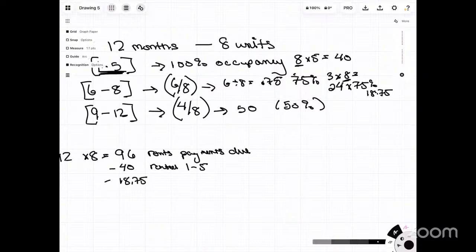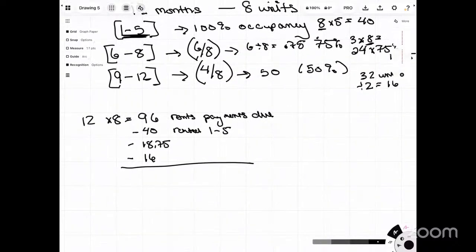And then I know for months 9 through 12, there's 8 units for 4 months. So that's 32 units. And it's only rented half of the time, divided by 2. What is that, 16? So that's minus 16. I think this math is going to work, but Lord only knows, y'all. This is how my brain would take it.